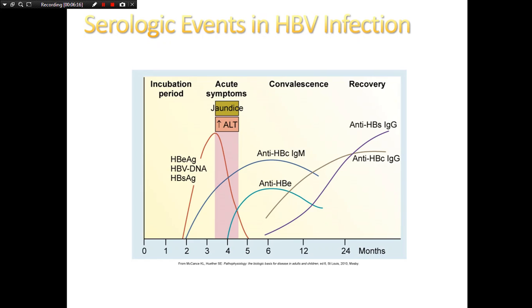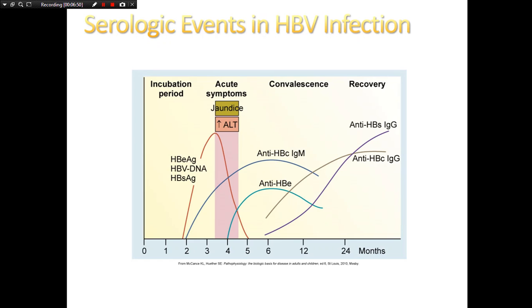There are, in the beginning, during that incubation period, surface antigens, and the E antigen would be positive, as well as you're going to see the viral load of the HBV, the DNA. You're also going to see that. During the time frame of 3 to 5 months, you'll see the acute symptoms of jaundice, elevations in liver enzymes. And then over the term of 4 to 12 months, during the convalescence period, you're going to see antibodies that are going to start to develop.